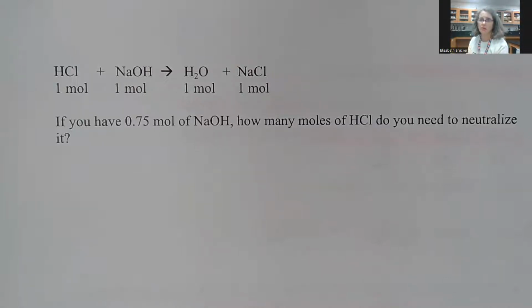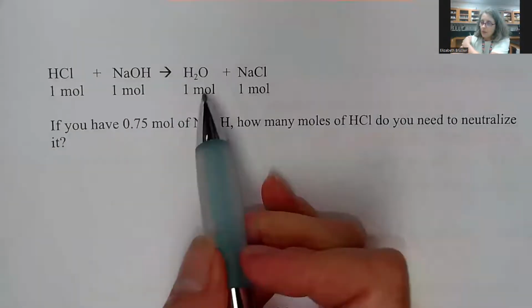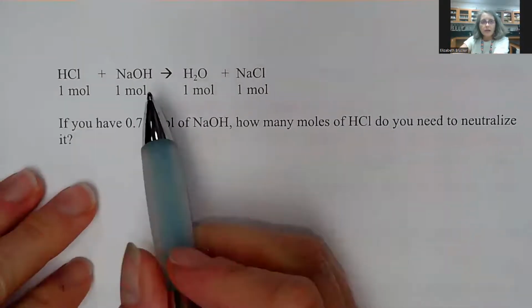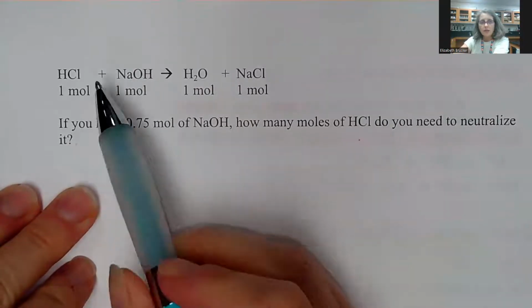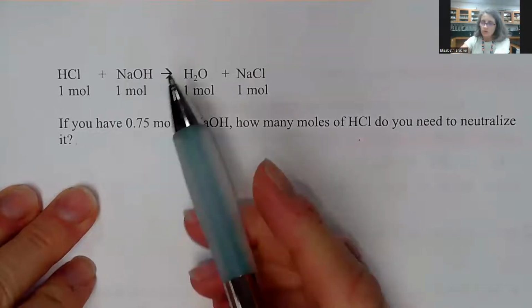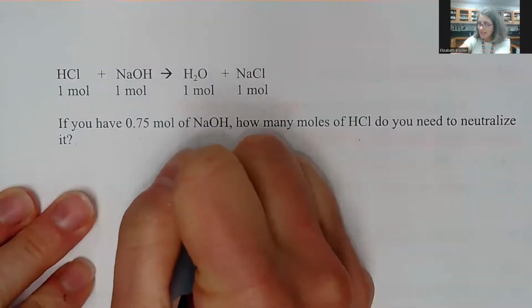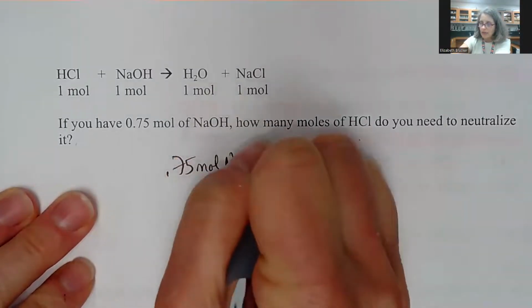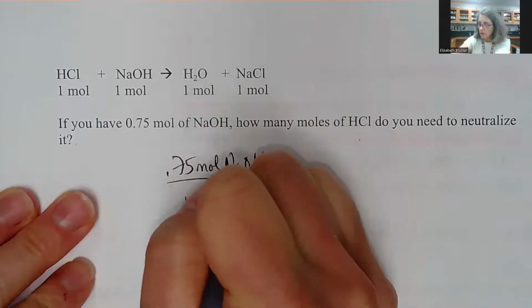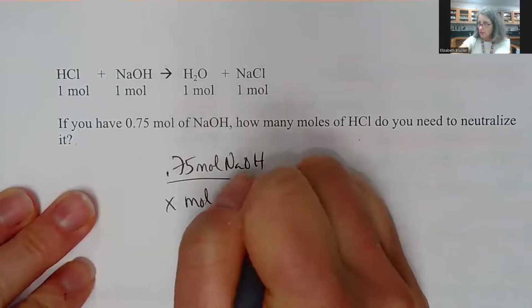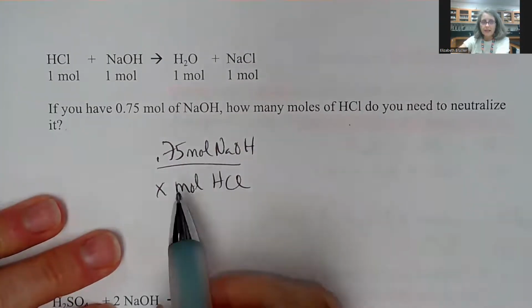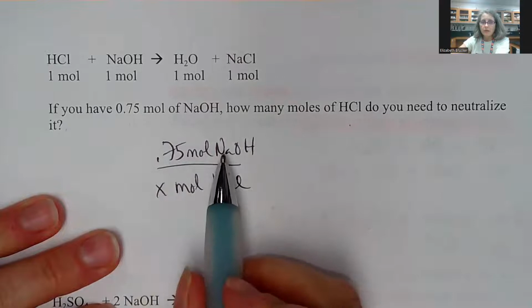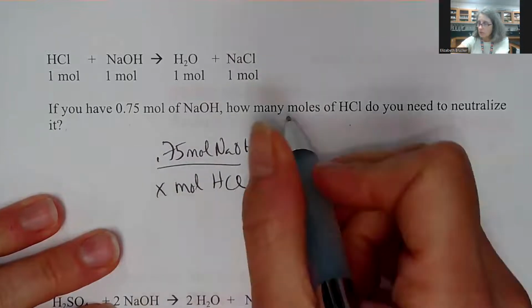So we're going to go back to a little stoichiometry, not too much. If I have 0.75 moles of NaOH, how many moles of HCl do I need to neutralize it? Again, this is a one-to-one relationship. I know most of you could see this, but I'm going to write it out so you have something in your notes about this. If I want to know the relationship between the NaOH and HCl, I could say if I have 0.75 moles of NaOH, how many moles of HCl do I need?